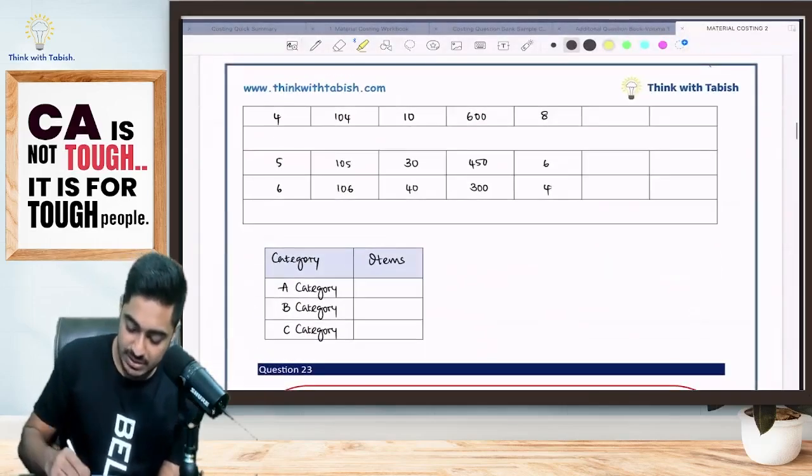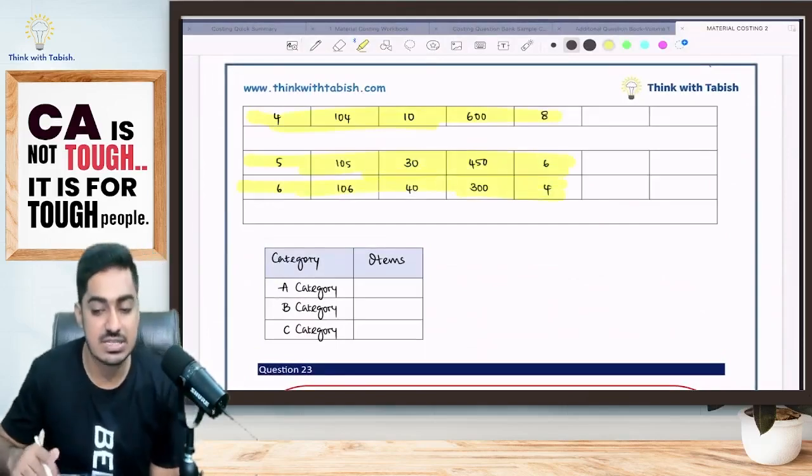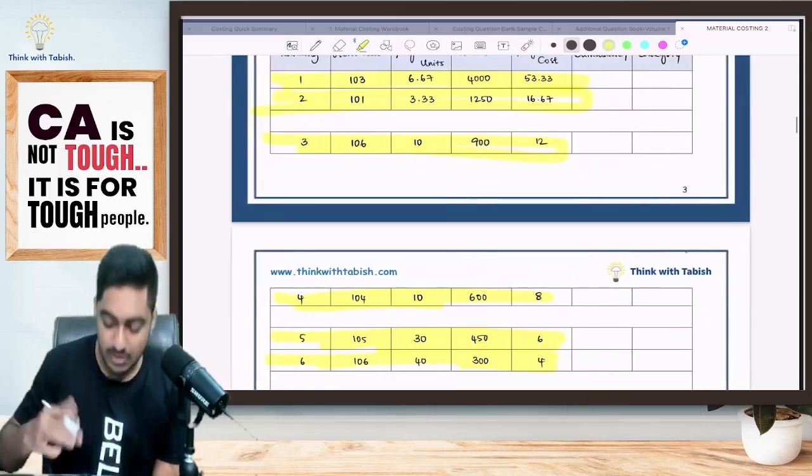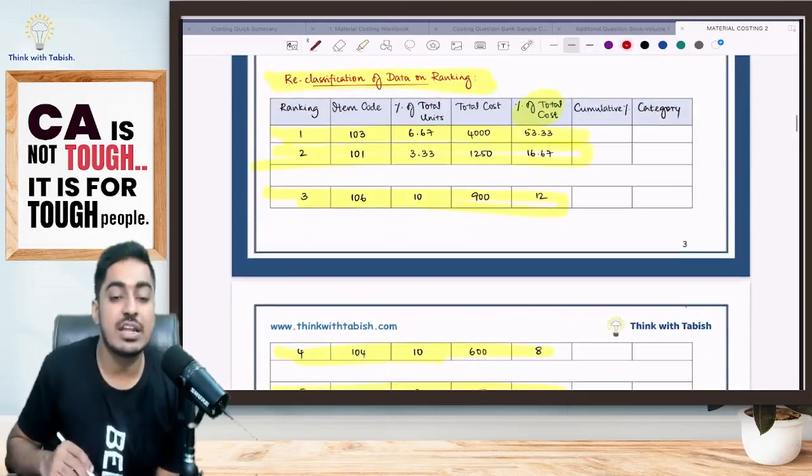Okay, fourth ranked item, I will write it fourth. Fifth ranked item, I will write it fifth. Sixth ranked item, I will write it sixth. Is this clear, everyone? Now imagine the question did not tell me. Now I have calculated the individual percentage, yes or no? I will also calculate the cumulative percentage.